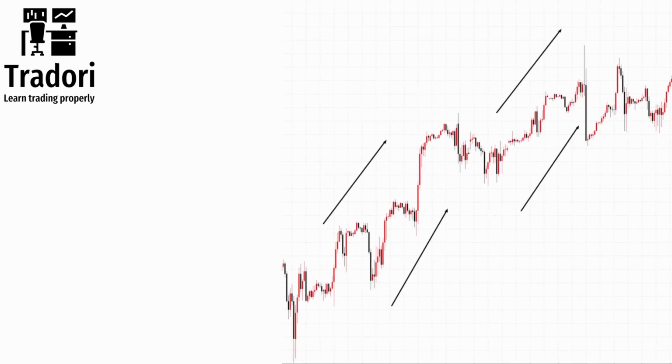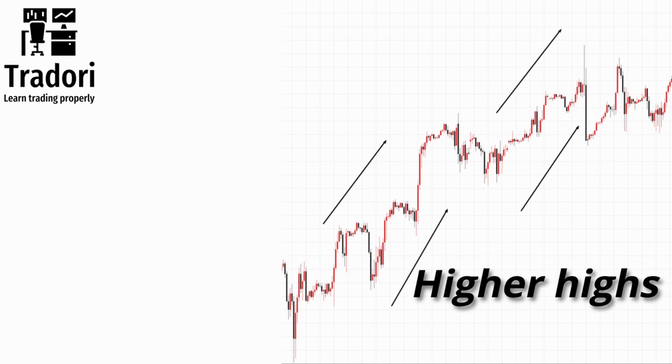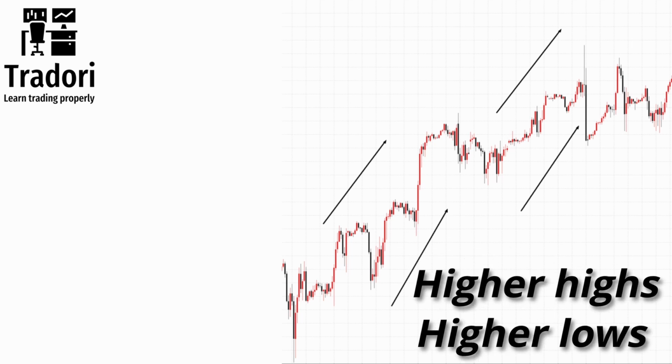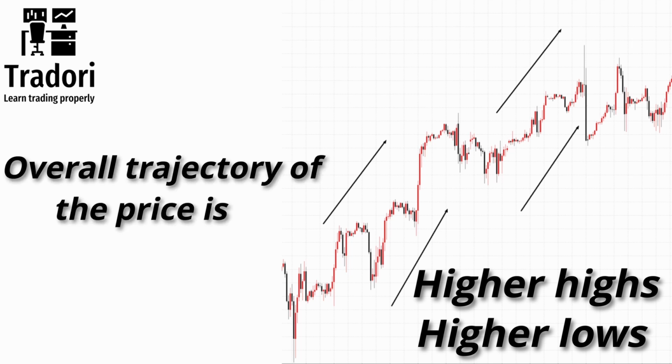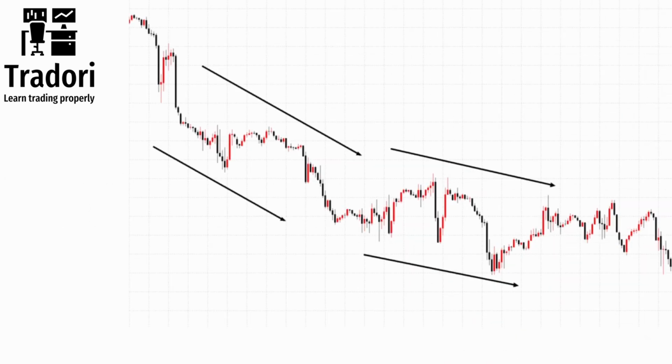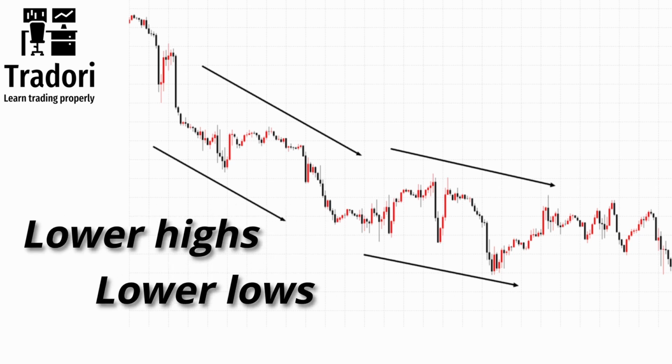For an uptrend, traders want to see the price move above recent highs, and when the price drops, it should stay above prior swing lows. This shows that even though the price is oscillating up and down, the overall trajectory of the price is up. The same concept applies to a downtrend, with traders watching to see the price make overall lower lows and lower highs.